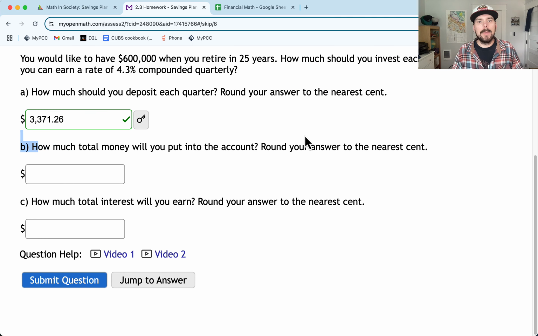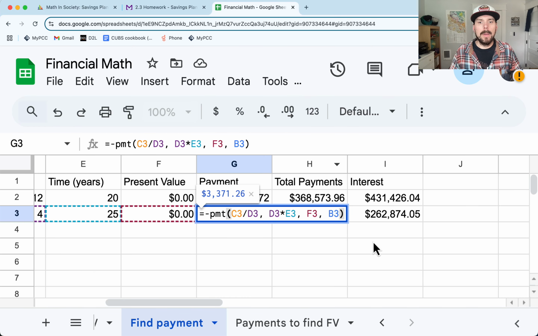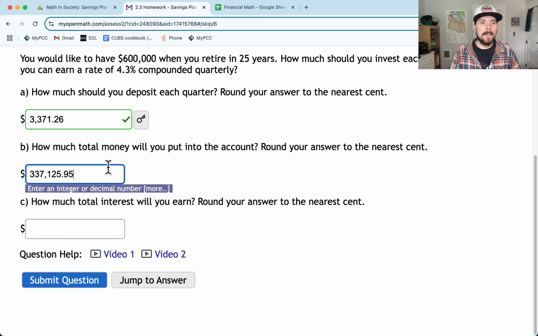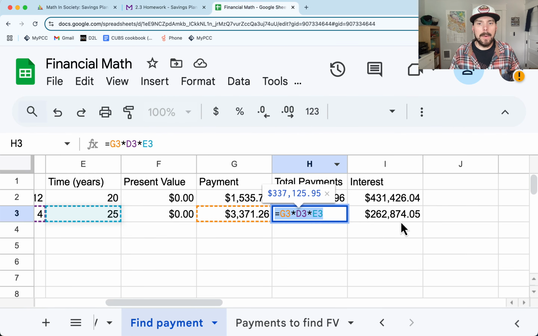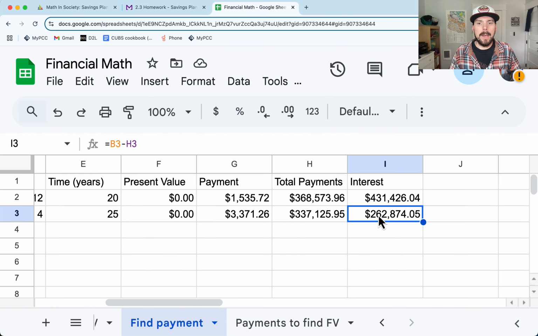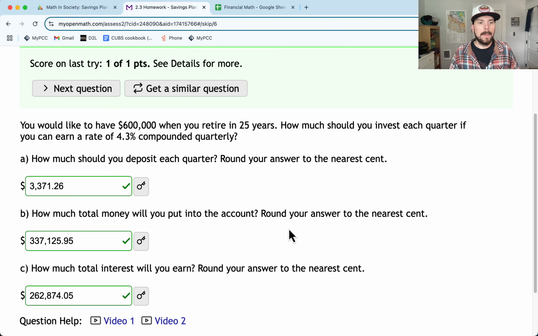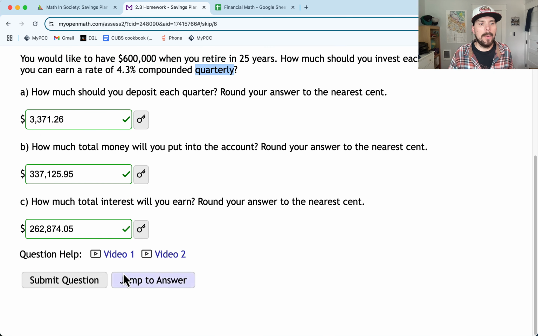Next, we want to know how much money is going to be put in the account. We've got our total payments for that, as well as the interest. Now this one is going to grow to a huge amount because it's 25 years worth, but the interest isn't as big a percentage of that as you might think over that period of time. And as we go through these, you can kind of see how more and less interest plays a role, as well as how frequently you're compounding.